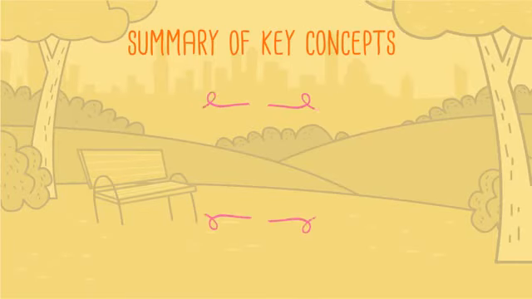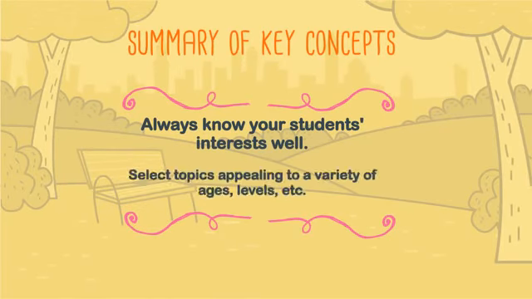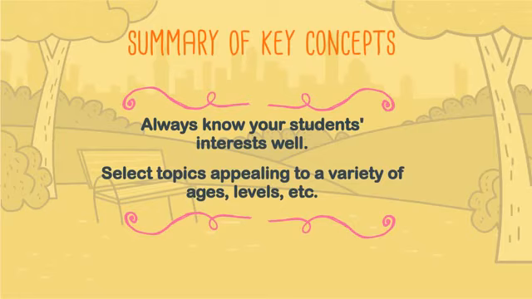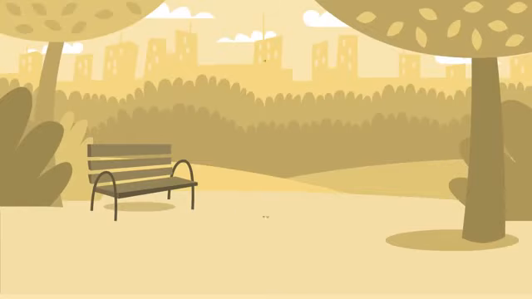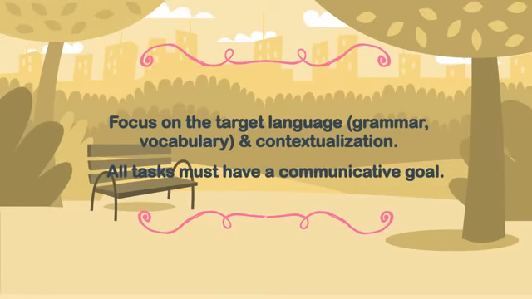In summary, some key concepts from the PPP lesson plan format are: always know your students well and select topics that will be interesting for them. Focus on the target language necessary to accomplish the tasks, such as vocabulary, grammar, contextualization, etc., with a communicated goal.